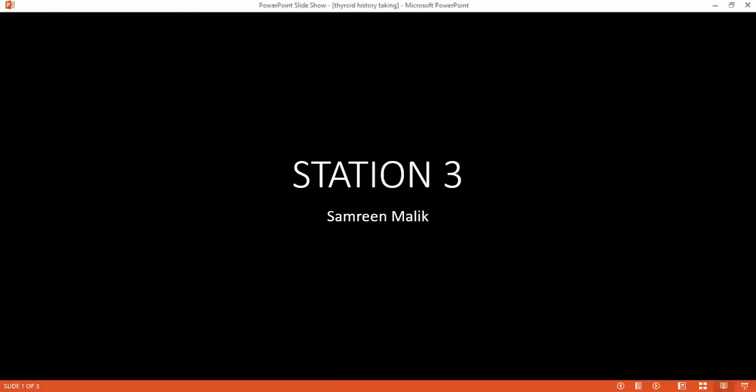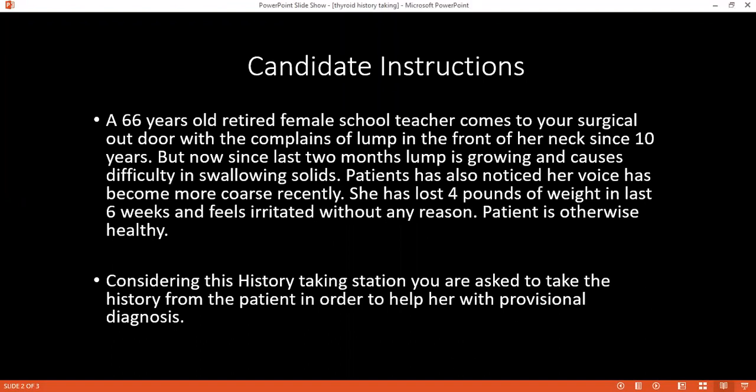Started and here it is. Yes, read please. So if you have read and understood, considering the history taking station, can we begin?